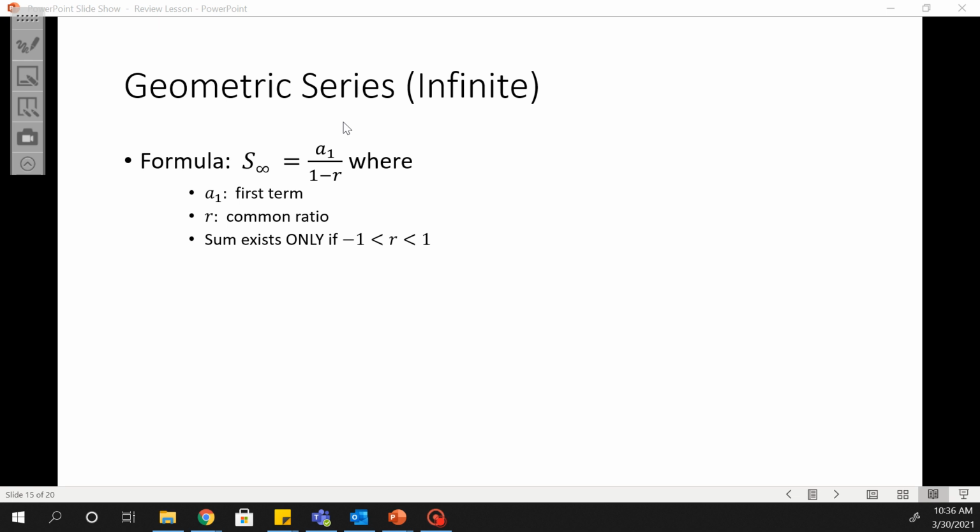This sum will only exist if the common ratio is between -1 and +1. Okay, so it's got to be some sort of fraction.